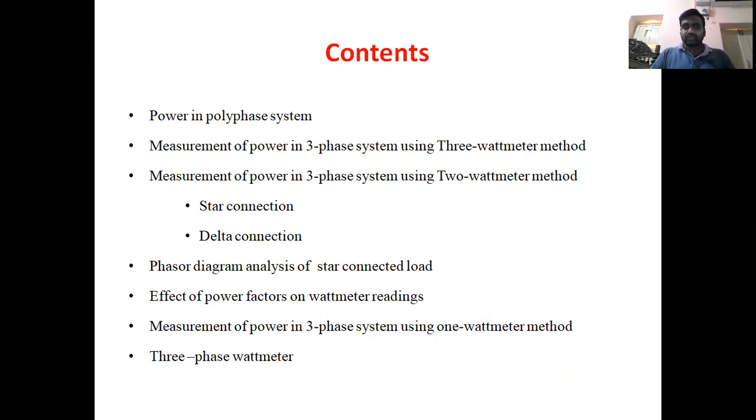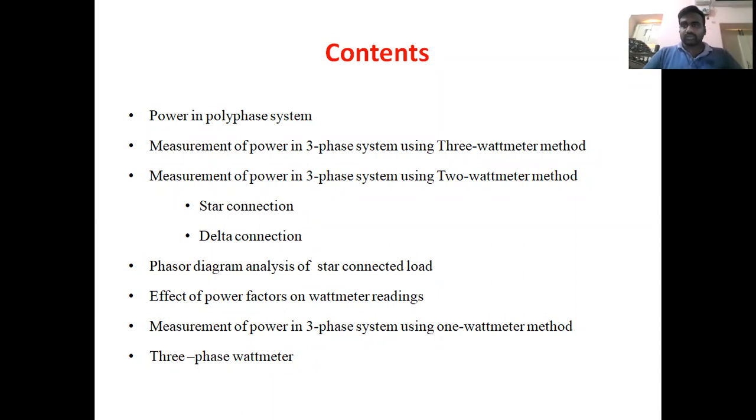Next we will discuss measurement of power in a three-phase system using 1 wattmeter, and then the three-phase wattmeter. So these are the things we will conclude today. After discussing the three-phase wattmeter, we will conclude this topic. In the next class, we will discuss power factor meters: what is power factor, what is the purpose of power factor meters, what is the classification of power factor meters, and what are the general objectives.